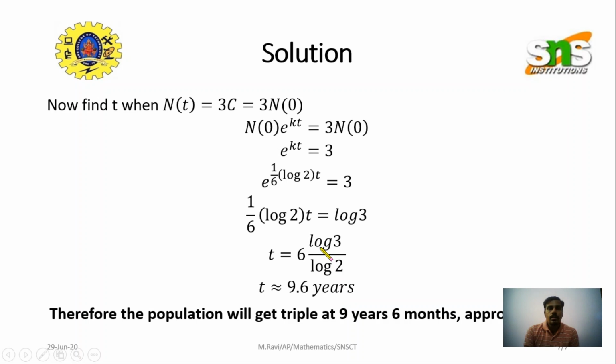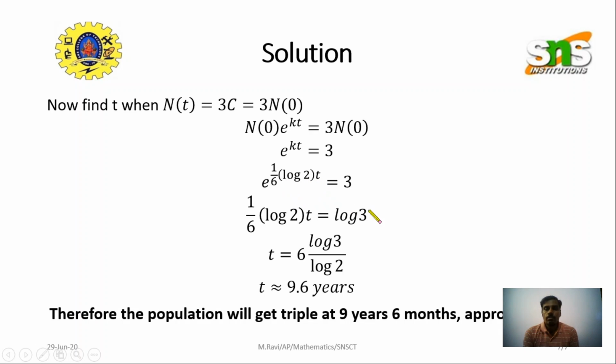We have to find t when the population becomes triple. So N of t equals 3C, that is 3 times the original population N of 0. So N of 0 into e power kt equals 3 times N of 0. On both sides N of 0 will get cancelled. So e power kt becomes 3. What is k? Already we have found k. So e power (1/6 log 2) into t equals 3.